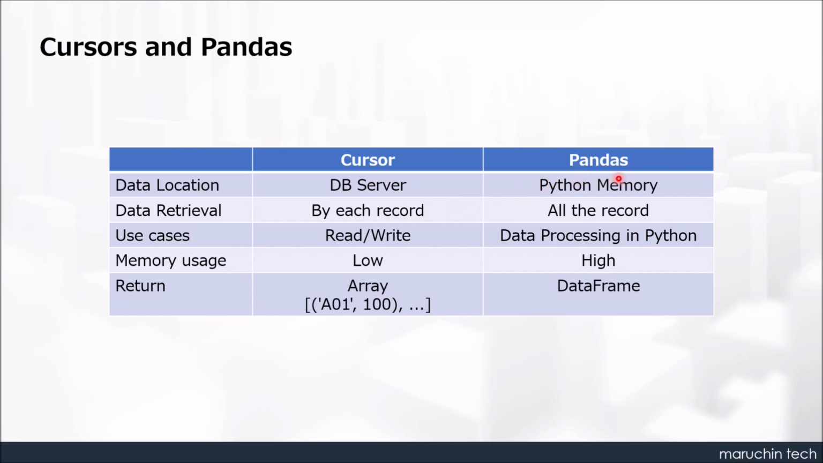Pandas, on the other hand, is a data analysis library for Python. It loads data fetched from the database entirely into Python's memory and treats it as tabular data.